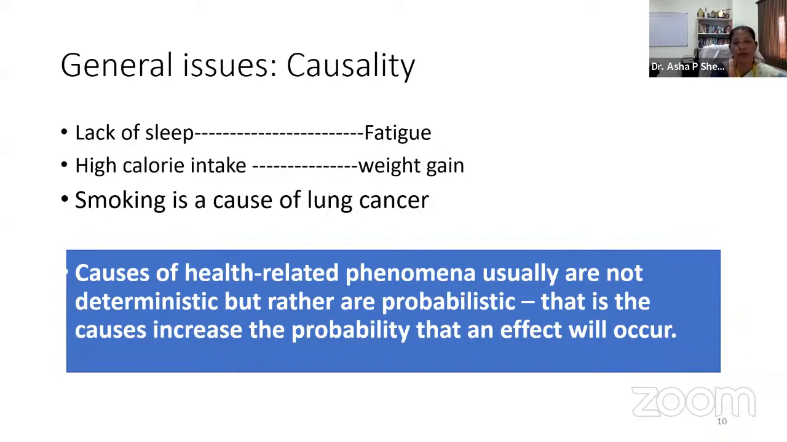That is the cause we can say here. That means the cause increases the probability that an effect will occur. So this is the causality that we have to understand. And this is the basic thing that we have to know if we have to understand an experimental research design. So that is the concept of causality.